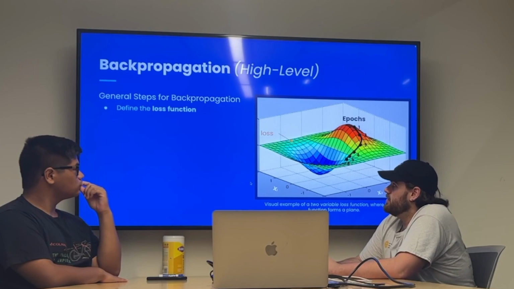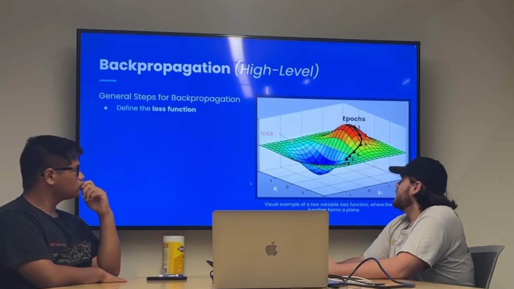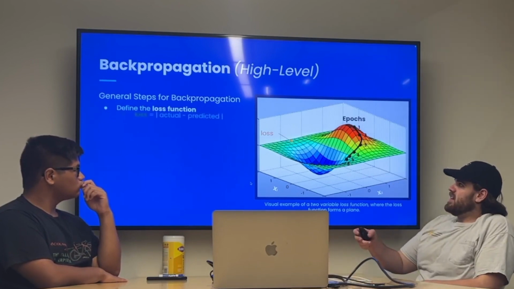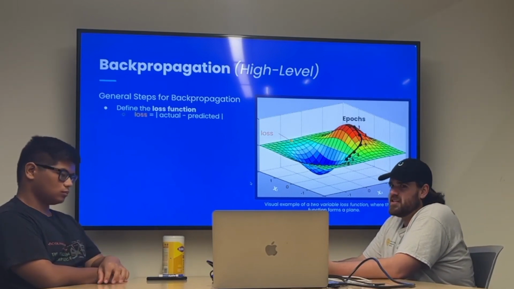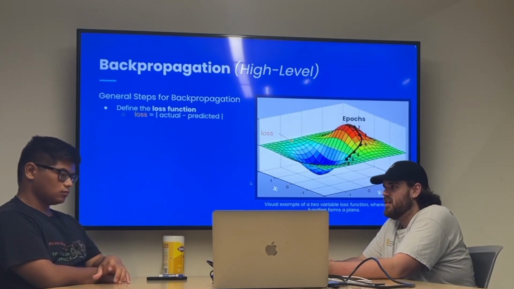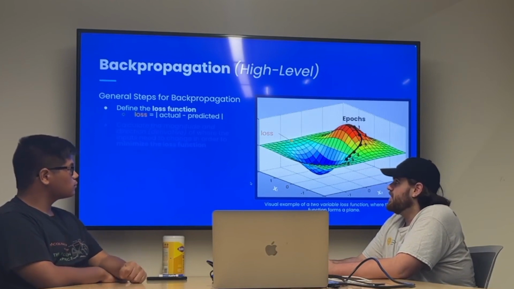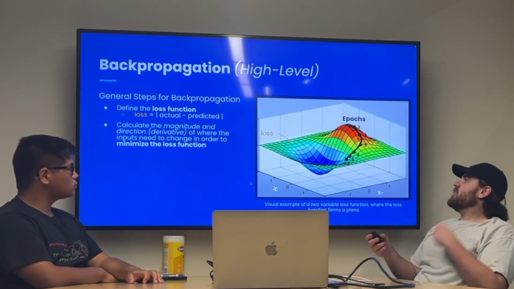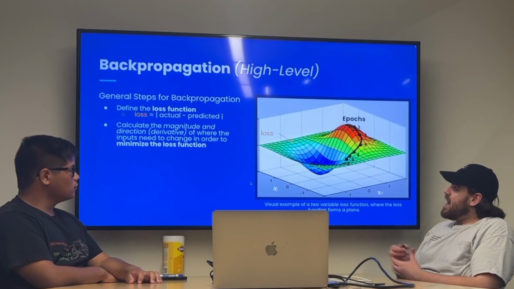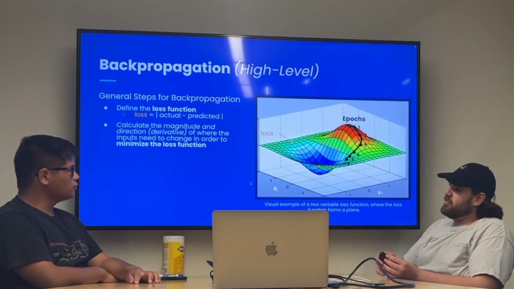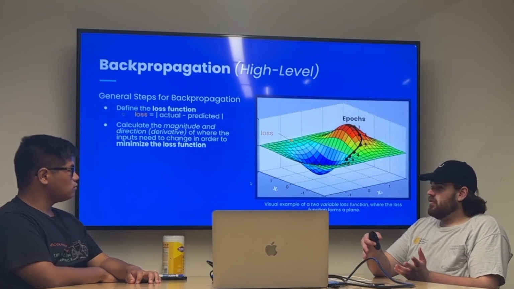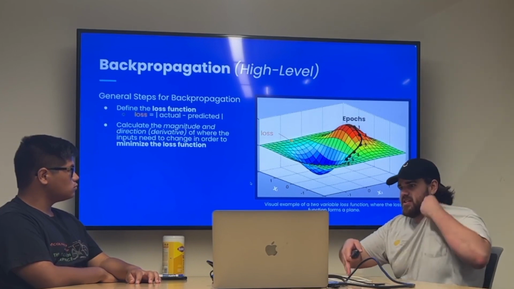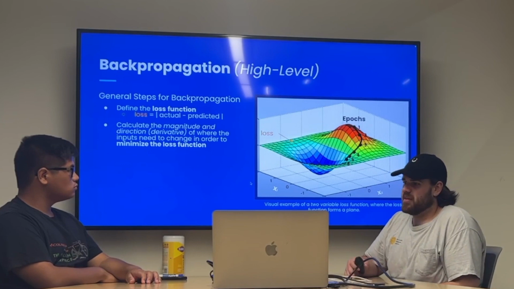The basic idea behind backpropagation at a high level is there are basically 4 main steps. First, you have to define the loss function. The loss function is essentially the actual minus the predicted. Since the predicted itself is actually a function, you're basically doing a constant minus a function, which itself is a function. You then calculate the magnitude and the direction of the derivative of that loss function, of where that input is on the loss function currently, with respect to the weights and biases.